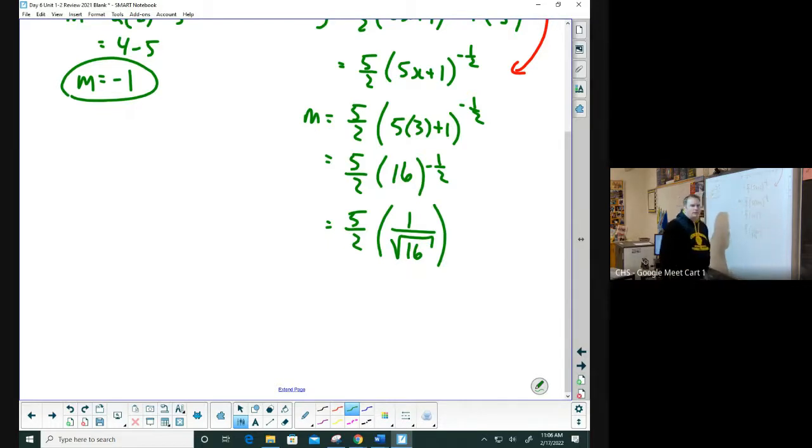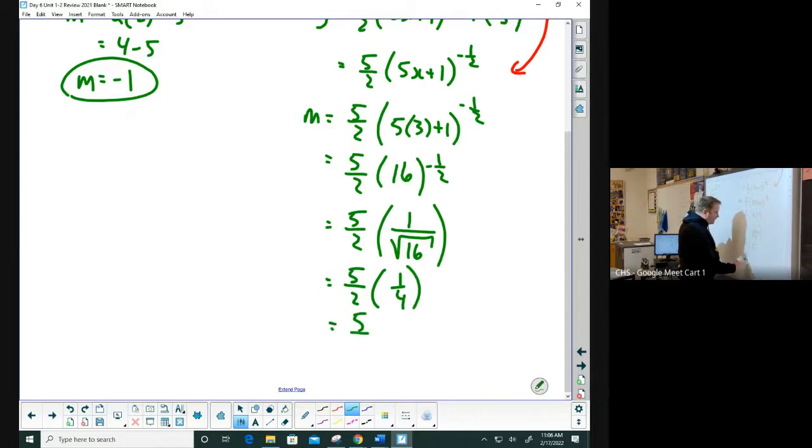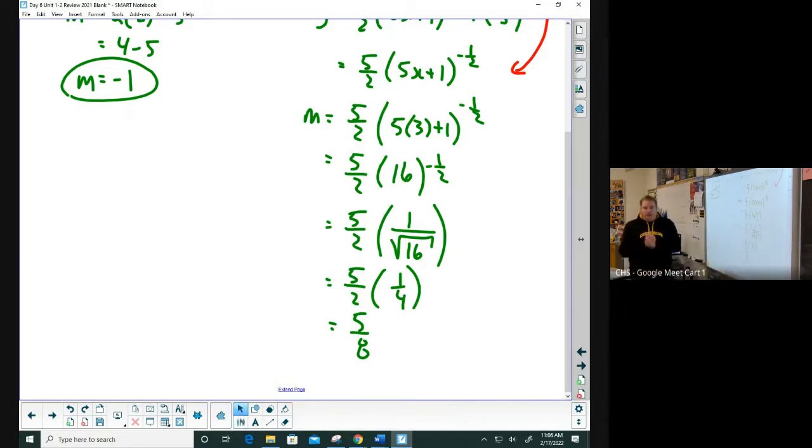So that's from grade 11. The negative tells you to make it a reciprocal, put it on the bottom. The 1/2 makes it a square root. So now I can see that it is 1/4. And I can multiply across and get 5/8. We should be able to do this simplifying from grade 11, the 1 over root 16, so that you get an answer of 5/8. If you go to your calculator, you're going to get 0.25, and then you multiply it by 5 over 2, which is going to get you some decimal. I prefer the fraction answer.